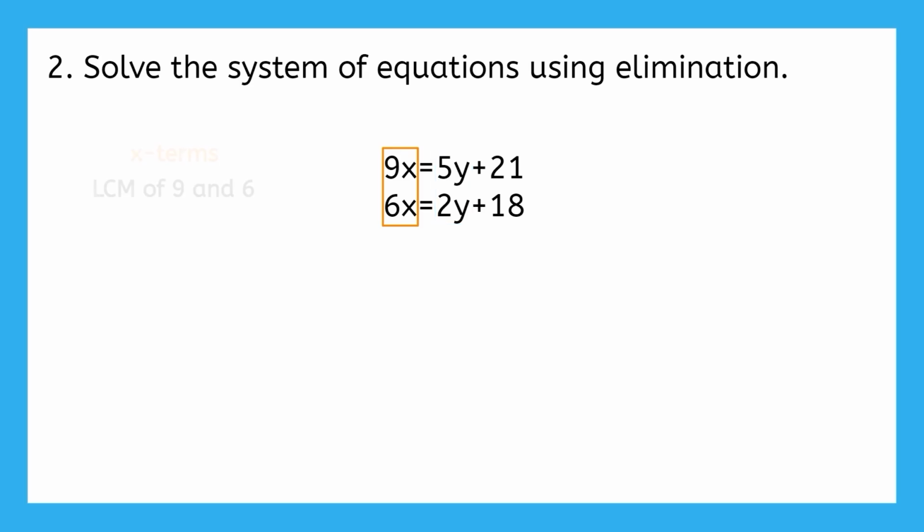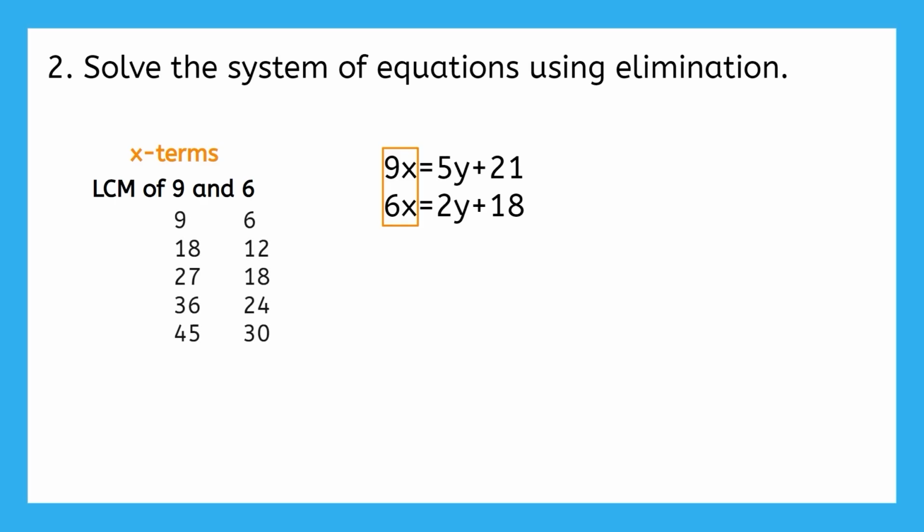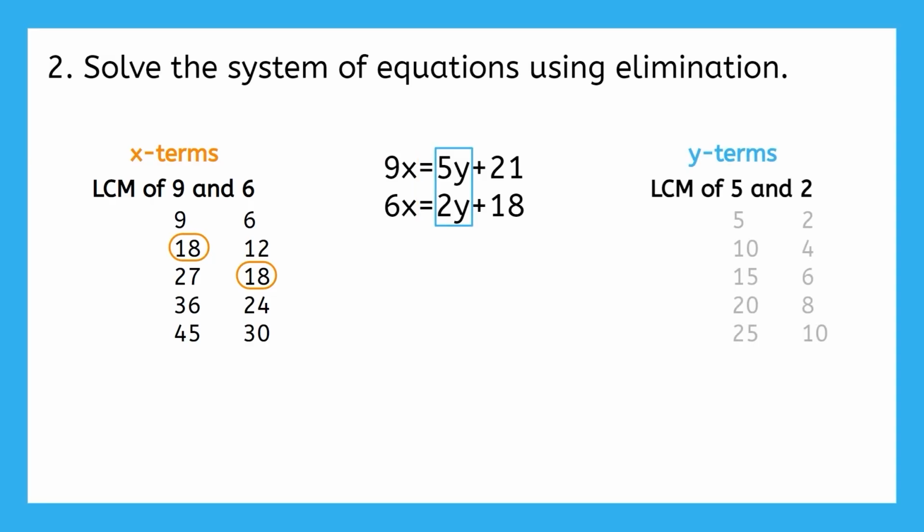For the x terms, what's the LCM of 9 and 6? And what about the y's? What's the LCM of 5 and 2? Their LCM is 10. Since we'll have to multiply both equations to create opposite coefficients, no matter what, it doesn't really matter if you choose x or y to set up for elimination. Pick whichever variable you'd like, and pause the video here to try to finish this problem on your own.